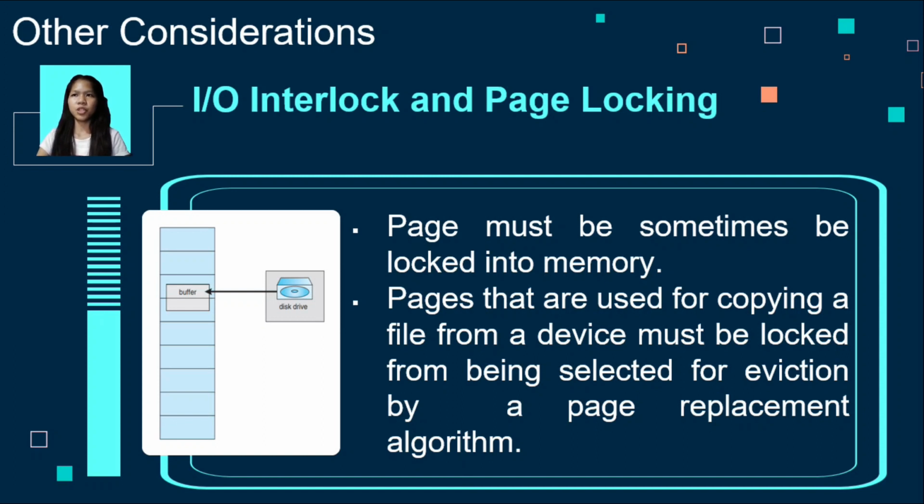I/O interlock and page locking. One such situation occurs when I/O is done to or from user virtual memory. I/O is often implemented by a separate I/O processor. For example, a controller for a USB storage device is generally given the number of bytes to transfer and a memory address for the buffer. When the transfer is complete, the CPU is interrupted.